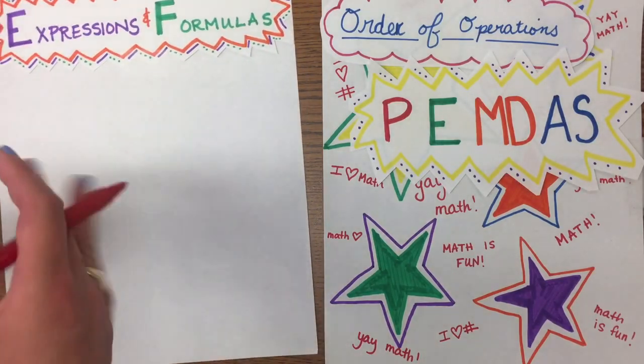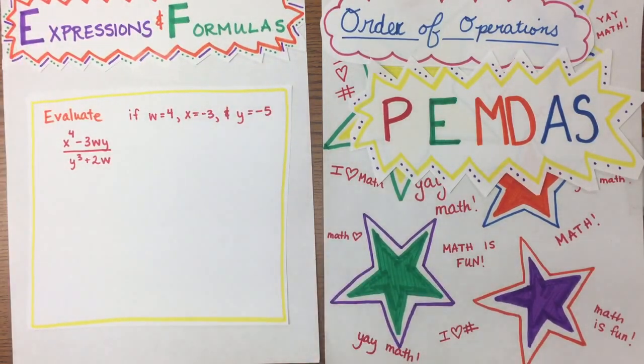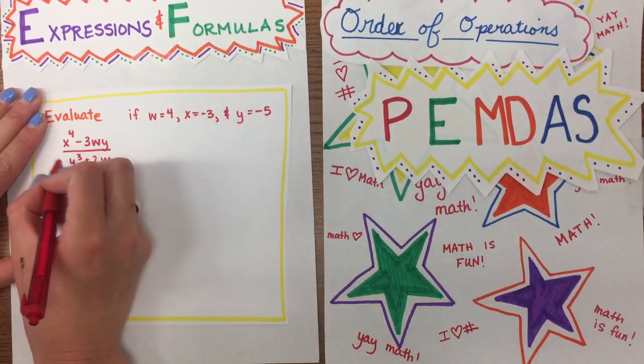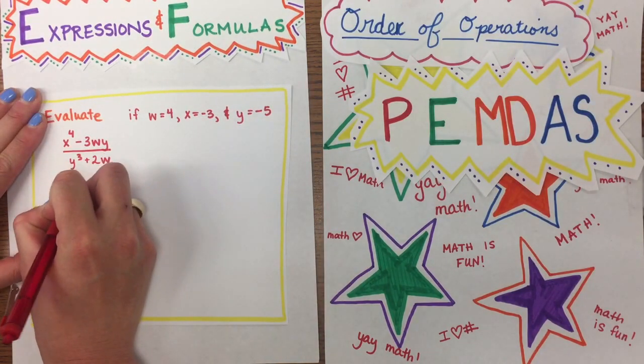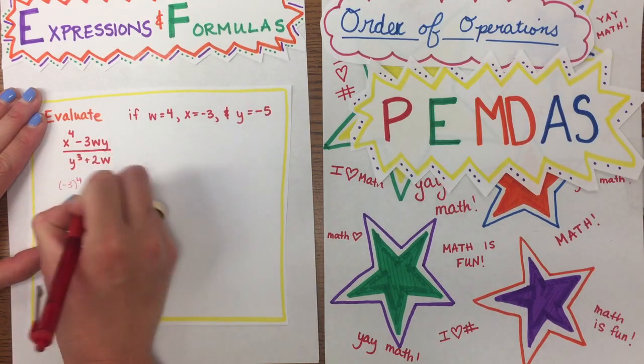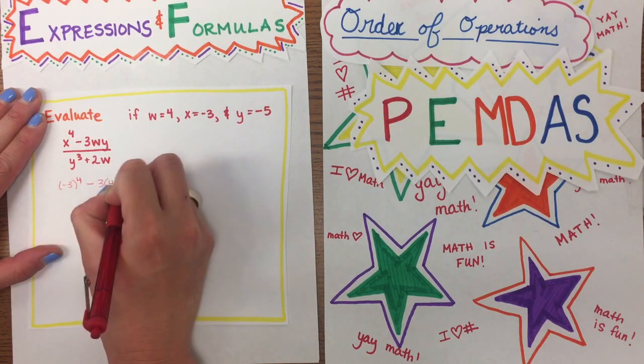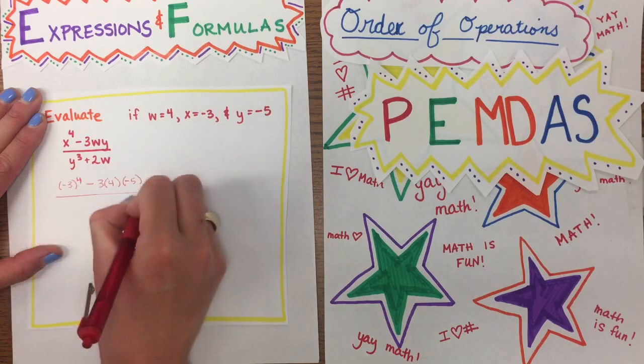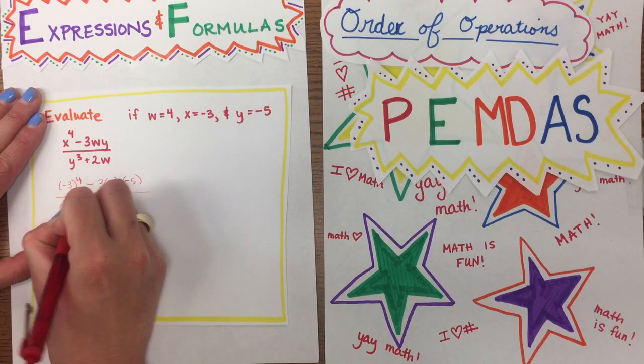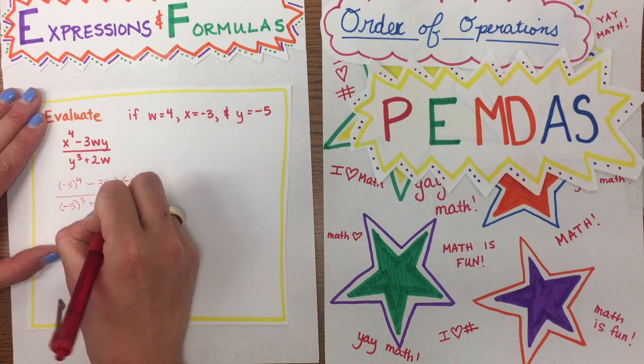Let's look at an example that has some division in it. Evaluate this expression, x to the 4th minus 3wy, all over y cubed plus 2w, if w is equal to 4, x is equal to -3, and y is equal to -5. First thing I need to do is substitute and then simplify. So for my substitute step, I have the quantity -3 raised to the 4th, minus 3 times 4 times -5, divided by the quantity -5 cubed, plus 2 times 4.